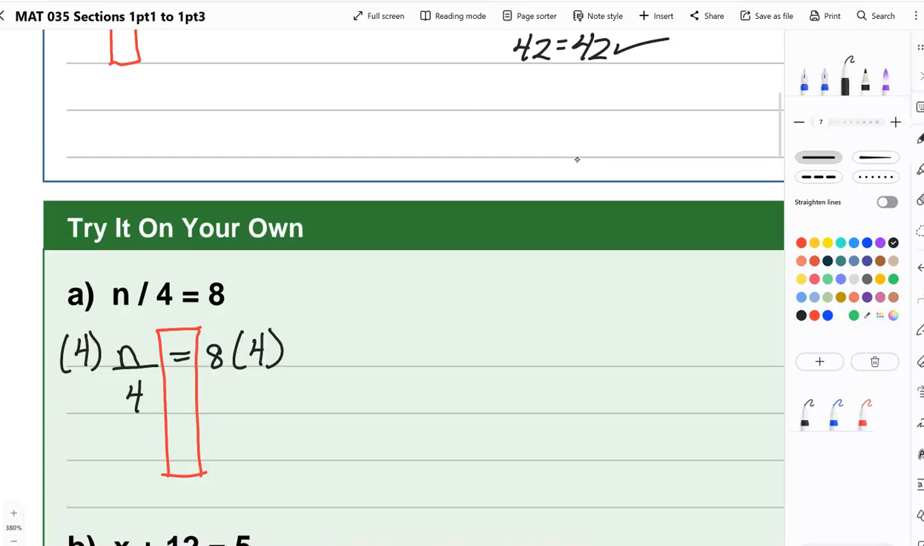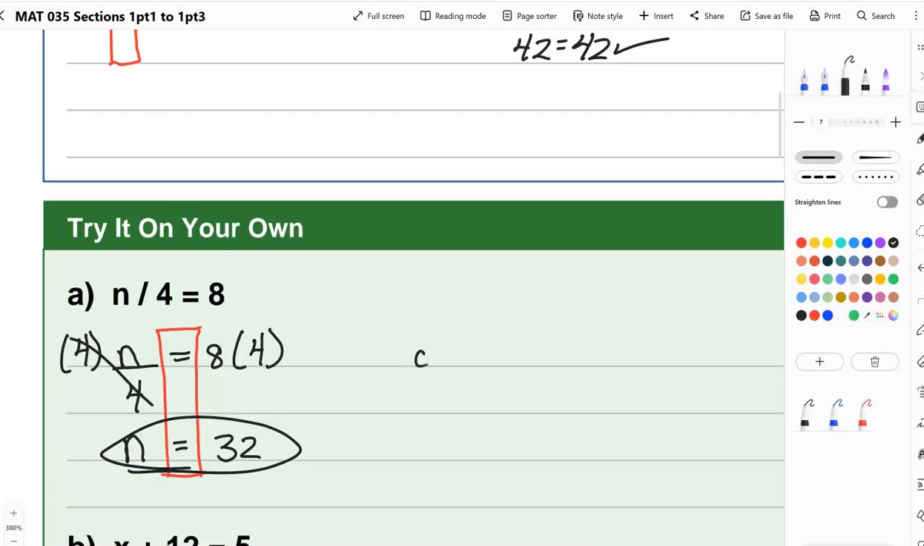So now I have this 4 in the top of the fraction and that 4 in the bottom of the fraction. 4 divided by 4 is going to give me a 1. So this is really 1 times n, which is n. And then 8 times 4 on the right, which is 32.